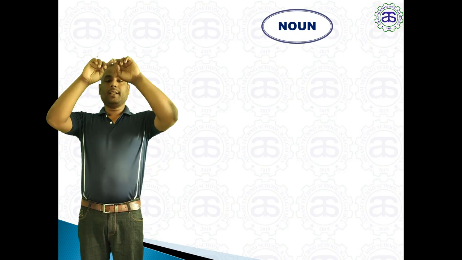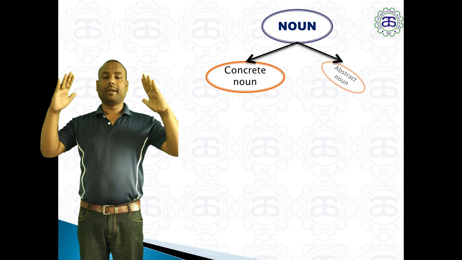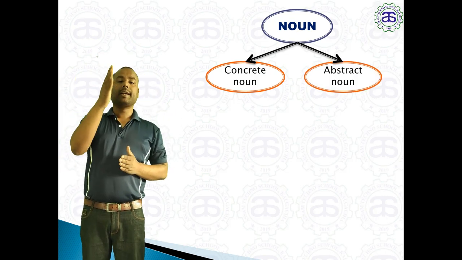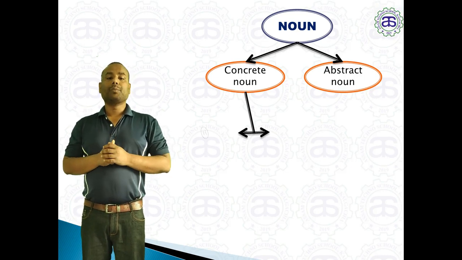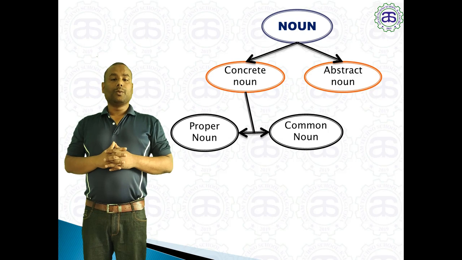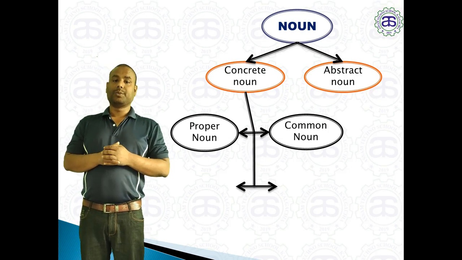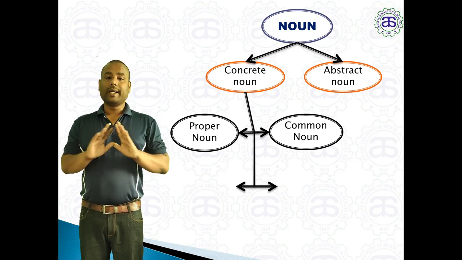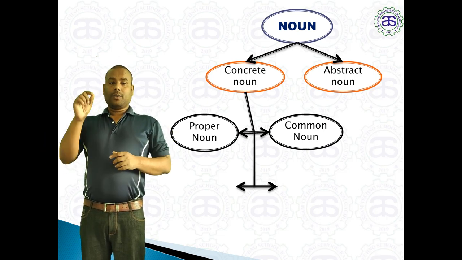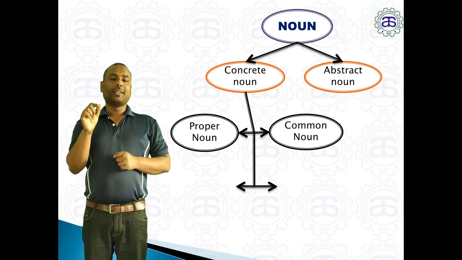So what do we get for the first time? Noun. And then the first category of noun comes as concrete and abstract. And after that, these concrete nouns are again divided into two categories, and those are proper noun and common noun. We have already discussed, and you learned, I hope, that concrete noun, abstract noun, proper noun, common noun are already clear to you. So let us see the next two divisions of noun.